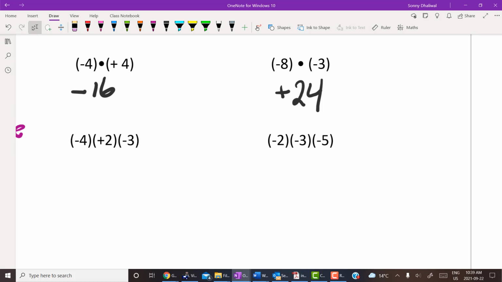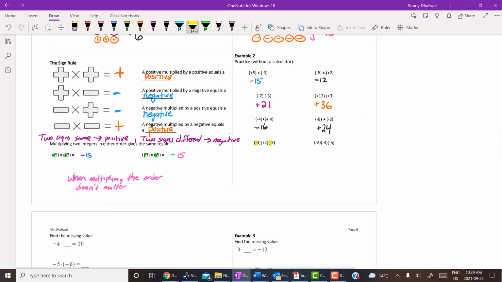So we're going from left to right. We combine the signs left to right. What we do is we count the negative signs. If you have an even number, these two negatives, if you look at it here, two negatives make a positive. One negative makes a negative.